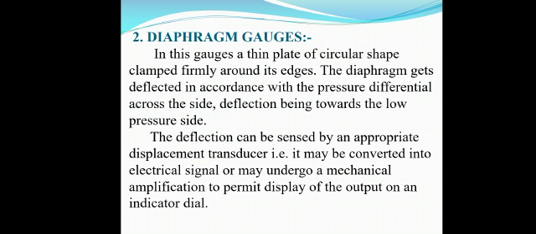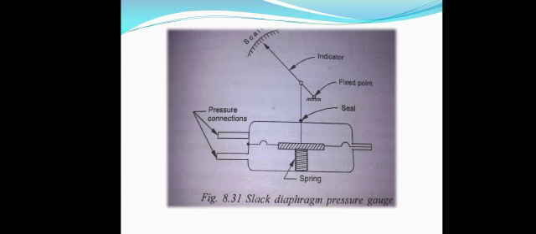So the diaphragm gauge. In this gauge, a thin plate of circular shape is clamped firmly around its edges. The diaphragm deflects in accordance with the pressure differential across the sides, deflection being towards the low pressure side. The deflection can be sensed by an appropriate displacement transducer. It may be converted into an electrical signal or may undergo a mechanical amplification to permit display of the output on an indicator dial. So this is the diagram of the diaphragm pressure gauge.